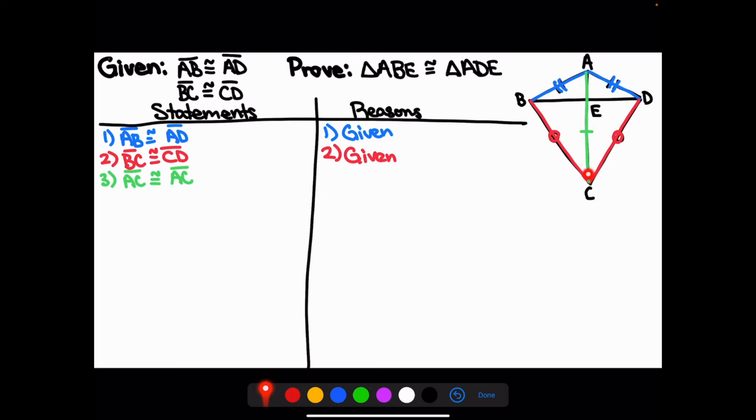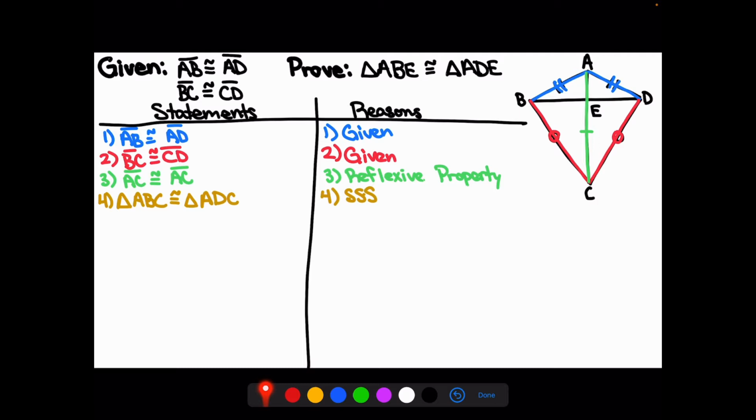So I'm going to say that AC is congruent to itself, and that's by the reflexive property. Now, if I look at these two larger triangles, we have side, side, side. Well, that's enough information for us to show that these two large triangles, ACB and ACD, are congruent. And they are congruent by side, side, side, as we said.